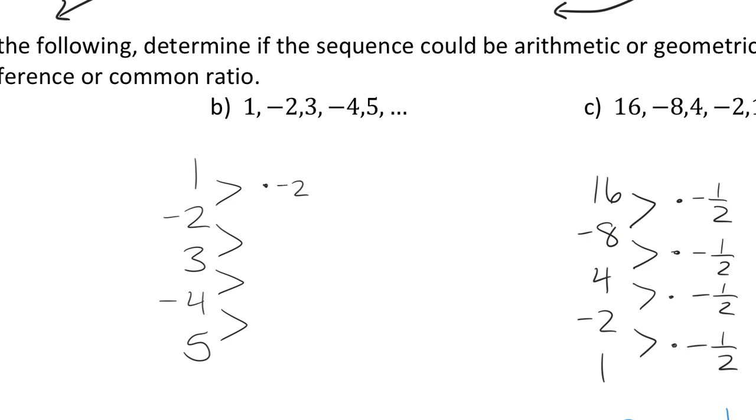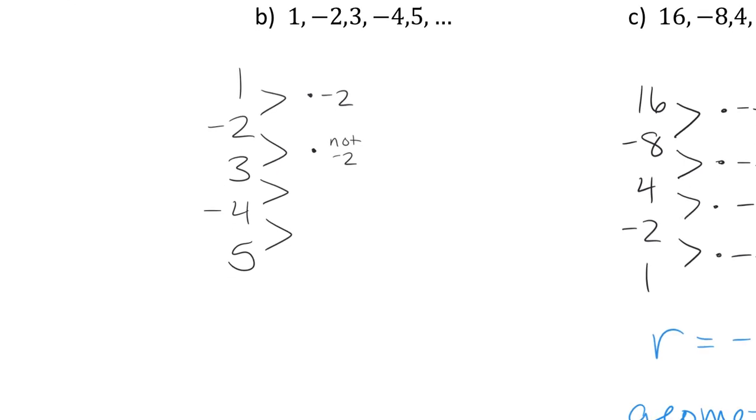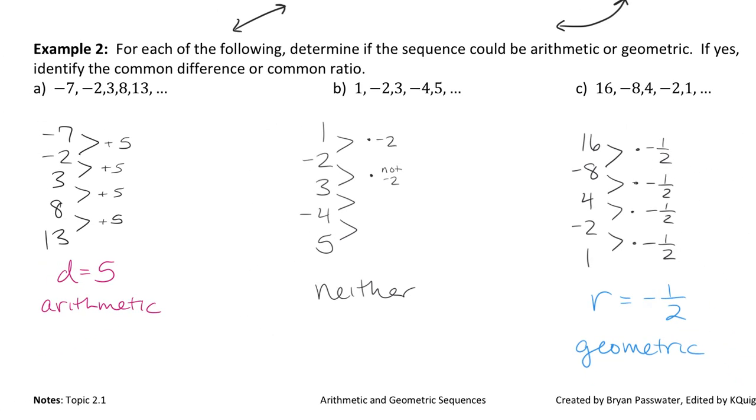Times negative 2. How do you go from negative 2 to 3 using multiplication? It's a fraction. Agreed. Here's what I wrote down on my notes. I was like, well, it's not negative 2. And we know that it has to be the same the whole time, yes? And if it's not negative 2 for this multiplication every time, can this be geometric? No. So this sequence of numbers is neither arithmetic nor geometric. It's a different type of sequence entirely.